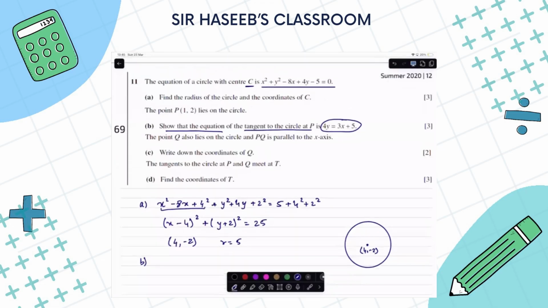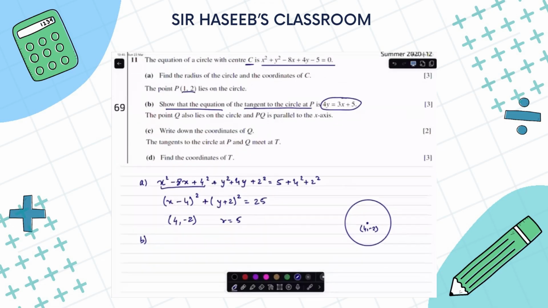It says show that the equation of this tangent at P. What is point P? (1, 2). (1, 2) would be somewhere over here, isn't it? We need to show that the equation of this tangent is basically given to us as 4y equals 3x plus 5, right? Fine. So far, so good.